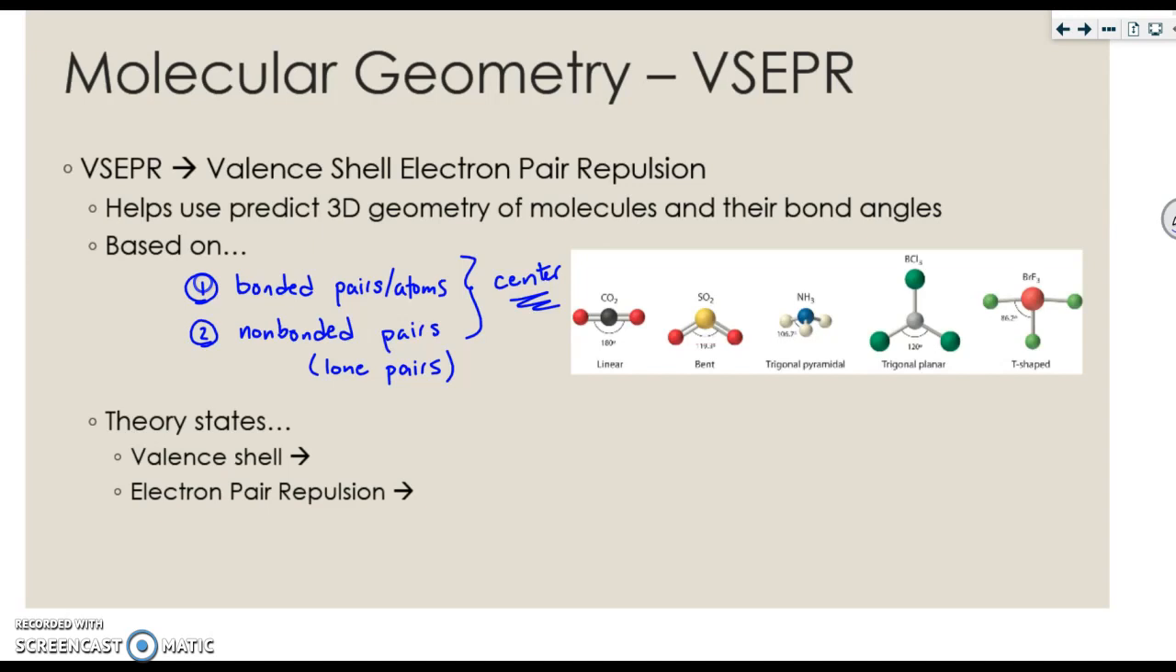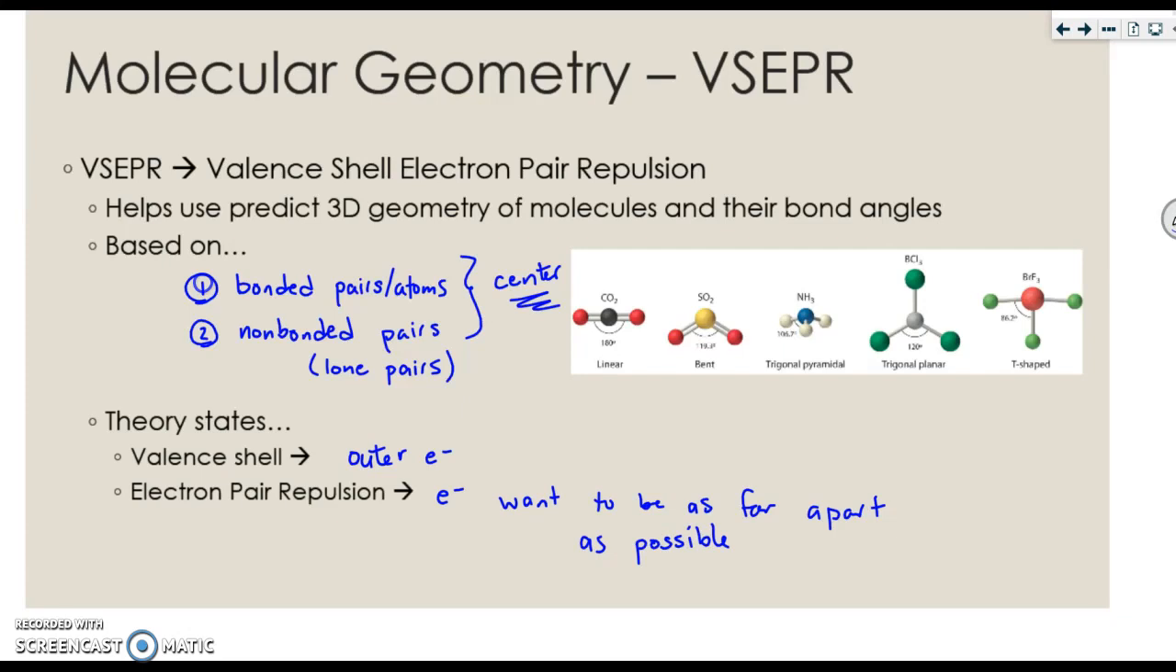The theory itself states that our valence shell, which is our outer electrons, and then it says electron pair repulsion. The electrons want to be as far apart as possible. So when we draw a lot of these, some of them look very flat, when in reality, they're not flat. They are actually 3D.